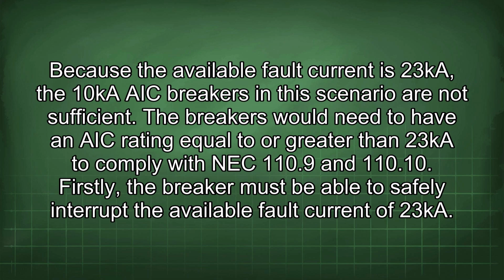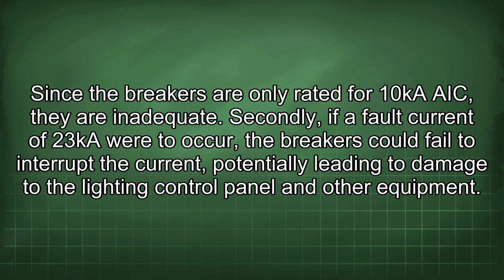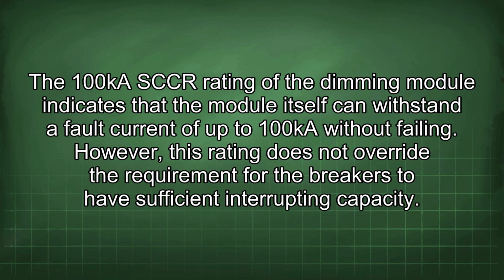The breakers would need to have an AIC rating equal to or greater than 23 kA to comply with NEC 110.9 and 110.10. Firstly, the breaker must be able to safely interrupt the available fault current of 23 kA. Since the breakers are only rated for 10 kAIC, they are inadequate. Secondly, if a fault current of 23 kA were to occur, the breakers could fail to interrupt the current, potentially leading to damage to the lighting control panel and other equipment. The 100 kSCCR rating of the dimming module indicates that the module itself can withstand a fault current of up to 100 kA without failing.